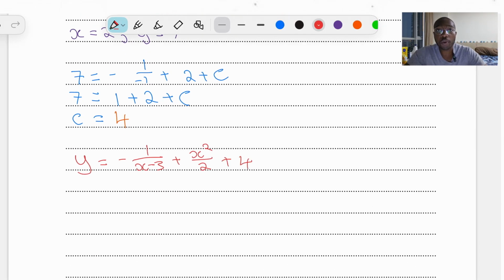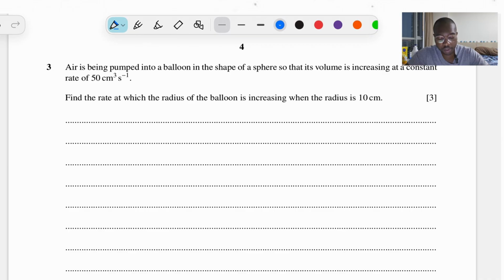plus 4. In this question, we have air being pumped into a balloon in the shape of a sphere so that its volume is increasing at a constant rate of 50 centimeters cubed per second. Find the rate at which the radius of the balloon is increasing when the radius is 10 centimeters.